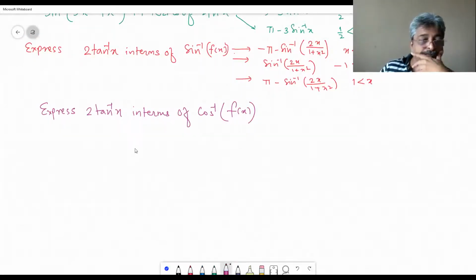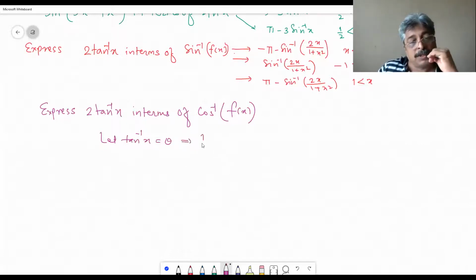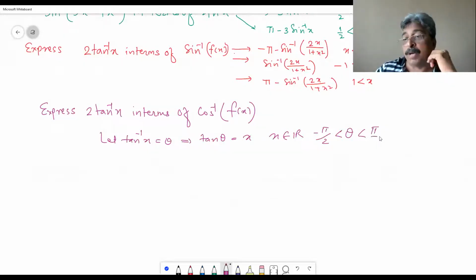Let tan inverse of x be equal to theta. Else tan theta is equal to x, where theta belongs to minus pi by 2 less than theta less than pi by 2. That is what our condition is. We have been asked to report 2 theta. Correct? 2 times theta.